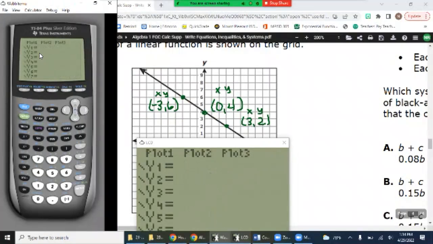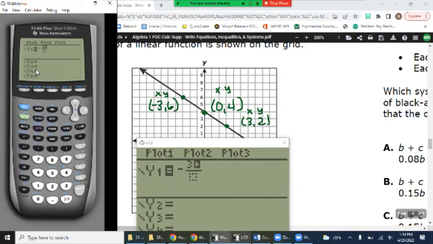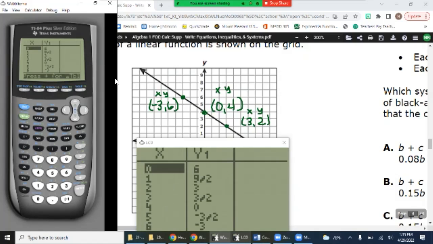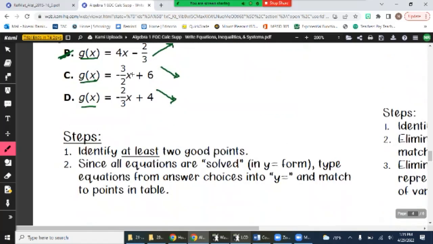So here we go. We're typing in answer choice C. Answer choice C has a -3/2, so type in that fraction, -3/2, X plus 6. And instead of just pressing graph, because we already know the lines are going to look similar, I'm going to press second table and see if these points pop up. Do we get a 0, 4? No, we get 0, 6. Do we get a 3, 2? No, we get 3, 3/2. So I can safely assume that C is not my correct answer.